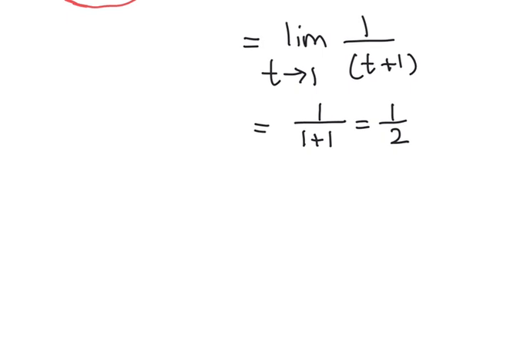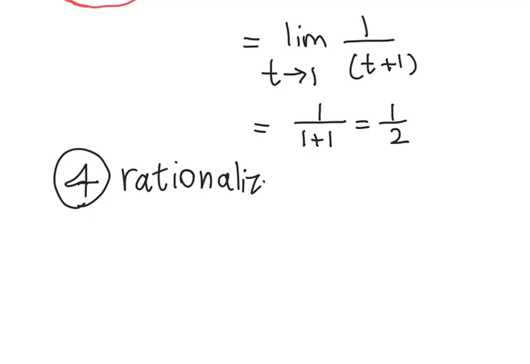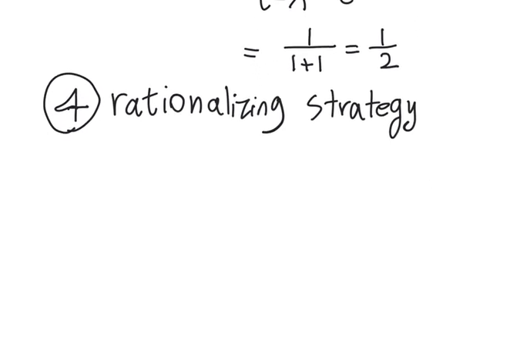Let's see the next example, example 4. Sometimes we have a radical in the given fraction or given function. So how can we find the limit in this case? Because again we have an indeterminate form, we need to use the rationalizing strategy. Let's see how we can use it.